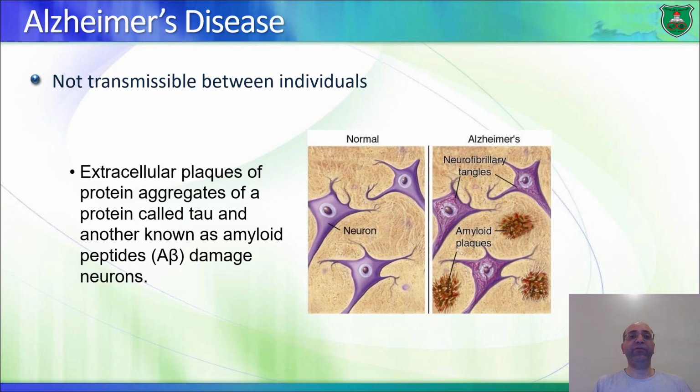Another disease that is caused by misfolded proteins is Alzheimer's disease, which is not transmissible among individuals. Rather, what you have is misfolding of a protein known as tau, or of another protein, the amyloid peptides, and that causes tissue damage, particularly in the brain, since these proteins exist in the brain. So what does cause Alzheimer's disease exactly?